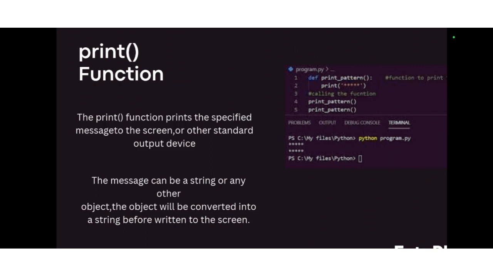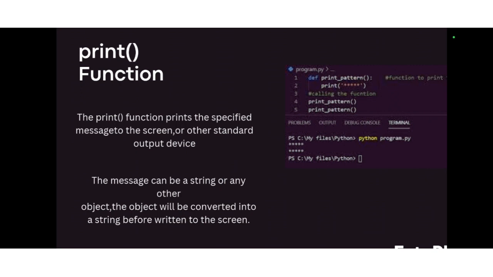The print function prints a specified message to the screen or other standard output device. Generally, this function is used to display some information or a message to the user. That means it should be displayed on the screen where the user can see our information, that means on the user interface. Okay. The message can be a string or any other object. The object will be converted into a string before being written to the screen.